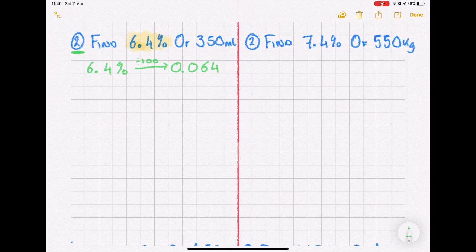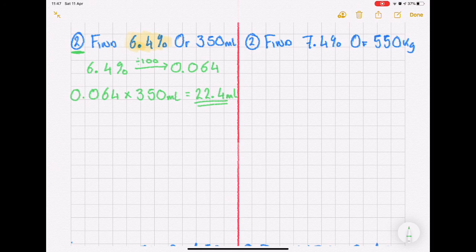So now we take our multiplier, 0.064, and we times that by our amount, which is 350 millilitres. And if we type that into a calculator, we are going to get 22.4 millilitres as your final answer. So we do this question exactly the same as the first one. We find our multiplier by dividing our percentage by 100, and then we times our multiplier by the amount.